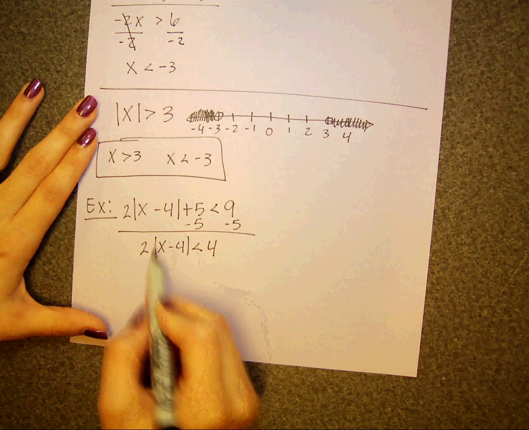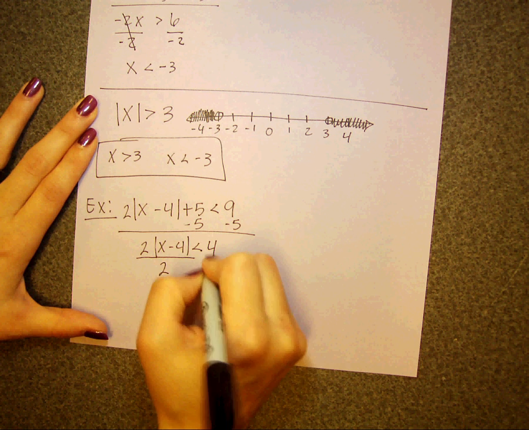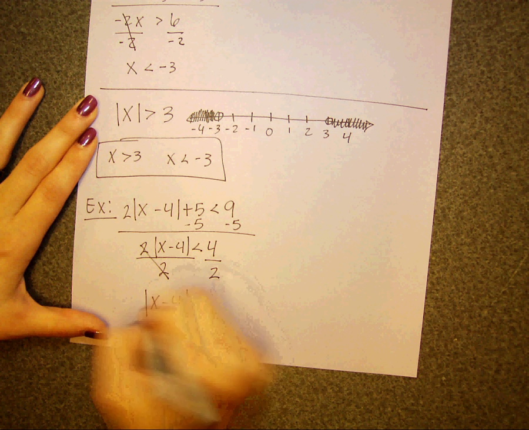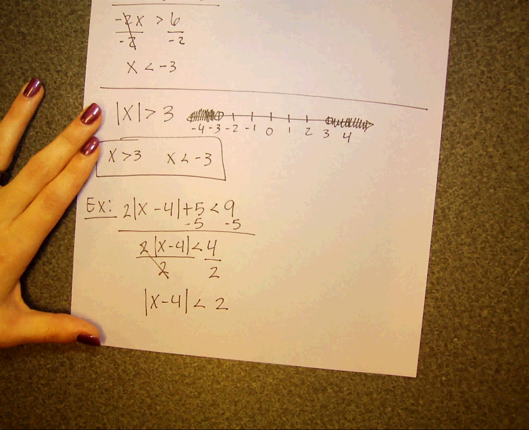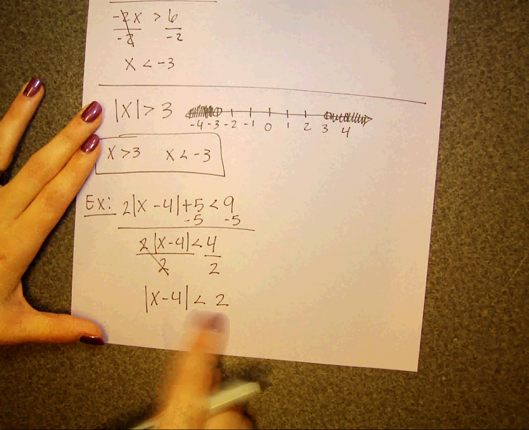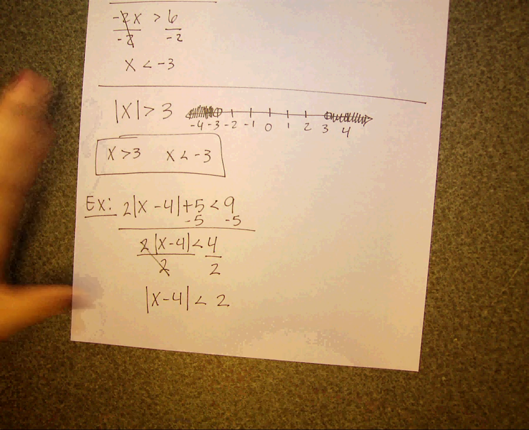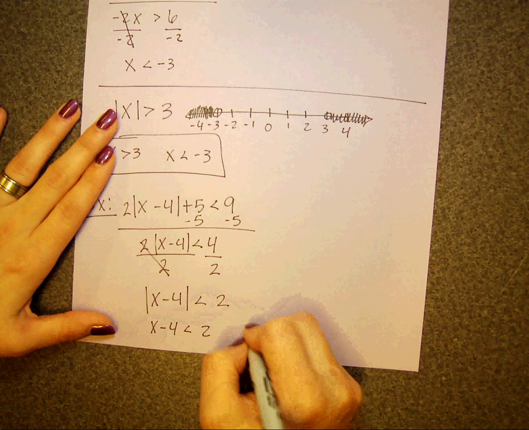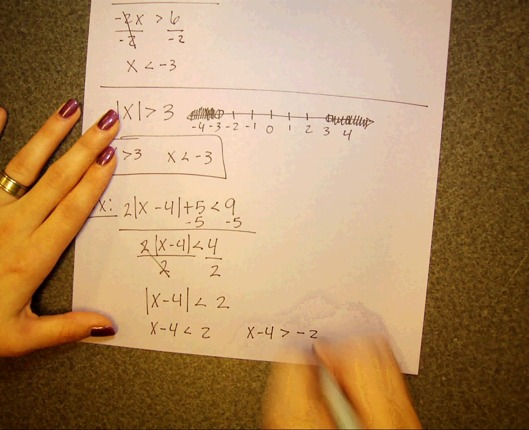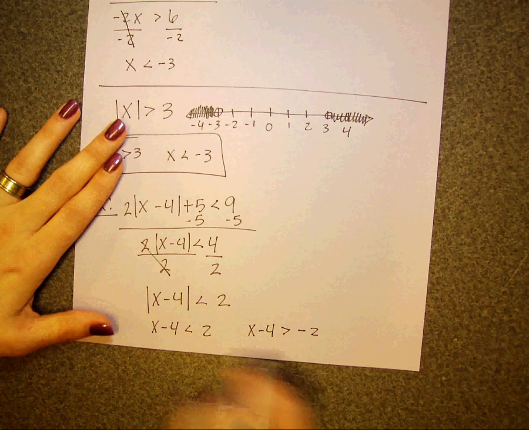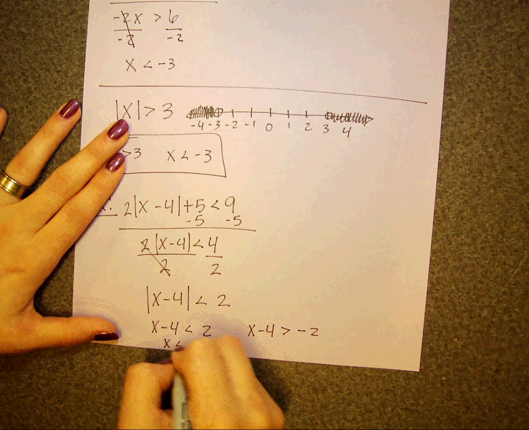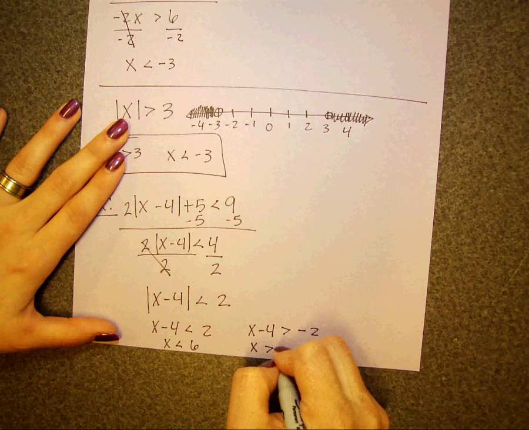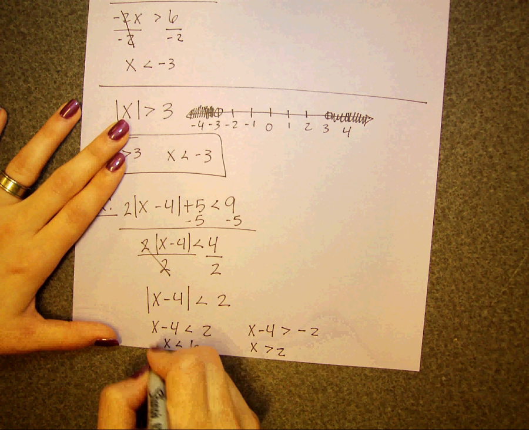And I still want the absolute value by itself, so I'm going to divide both sides by 2. And I get the absolute value of x minus 4 is less than 2. So now that I have the absolute value by itself, I can break it apart into my two inequalities. So I would have x minus 4 is less than 2, and x minus 4 is greater than negative 2. So solving, add 4 to both sides, and I get x is less than 6, and I get x is greater than 2. And there's my solution.